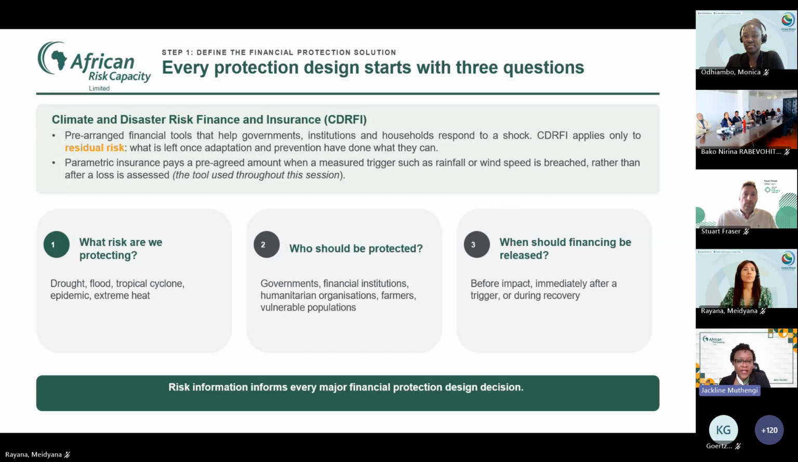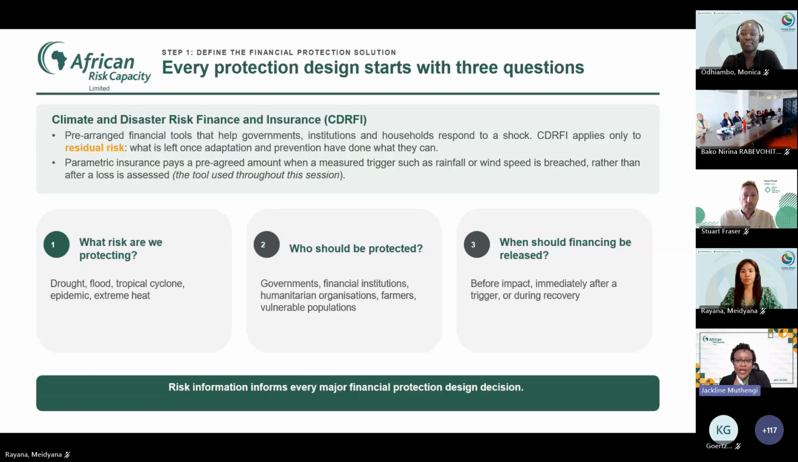After identifying that, the next question is who is to be protected? Is it the government? Is it the vulnerable population? And even the vulnerable population is quite diverse. It can be school-going children. It can be the fishermen. It can be anyone. Is it the farmers? Is it the humanitarian organizations? All this is needed so that you design the correct solutions.